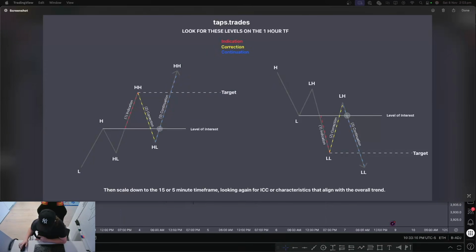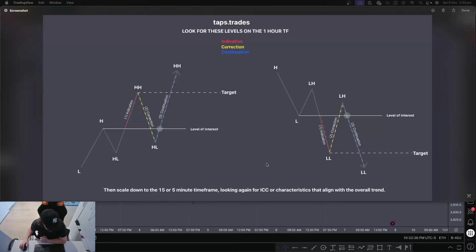Look, I just wanted to run through a few examples on gold, but before I do that, I think it's really important to run through essentially how I look to take trades. I trade the ICC strategy, or the concepts. That stands for indication, correction, and continuation. It's a trend-based strategy. And what does that mean?